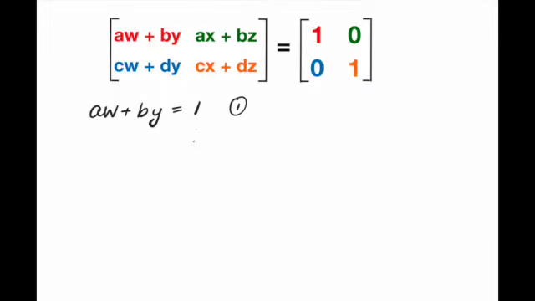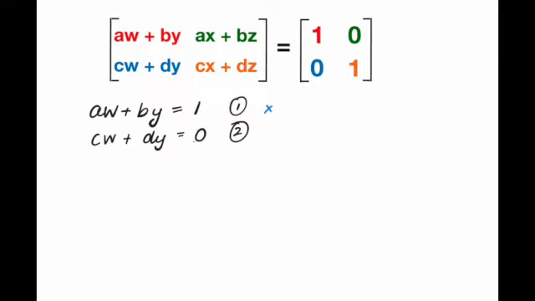First up, we'll look at the first entry in both matrices. So we have AW plus BY equals 1. We then want to create another equation using W and Y, and we use the first entry of the second row, getting CW plus DY equals 0. And the reason we do that is because we're going to solve these simultaneous equations for the values W and Y. So first up, we'll multiply both equations by values.